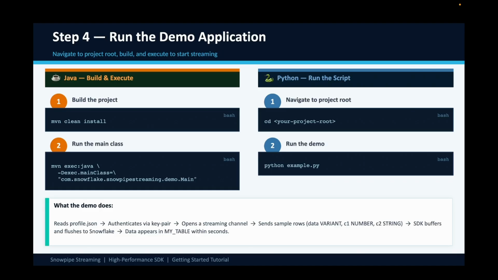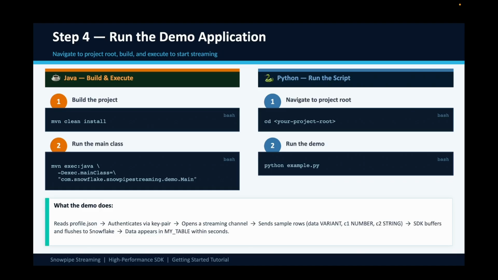Run the demo application. How do you run the application? Let's say if you are from a Java background, you use Maven clean install and then run the main class. If you are from a Python background, go to the directory where all of your Python files are created and use Python with example.py that you have created.